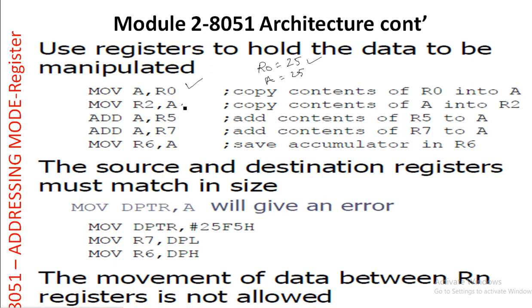Move R2, A. Not only to the accumulator, to the register also we can copy: R2, A. What is the difference between these two? Here, this is the destination and this is the source. So first destination, then source. That is the method of writing the instruction. So move R2, A. Suppose the microcontroller is executing these instructions sequentially, after the previous instruction the accumulator is 25. Now we have R2, A, so whatever is in the accumulator will come to R2. So R2 is equal to 25 after the second instruction execution.